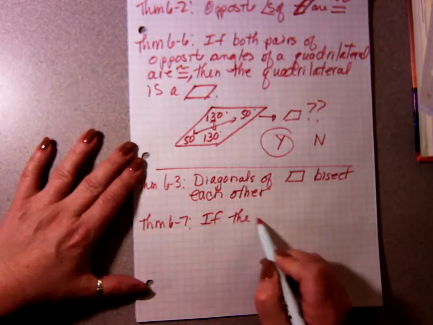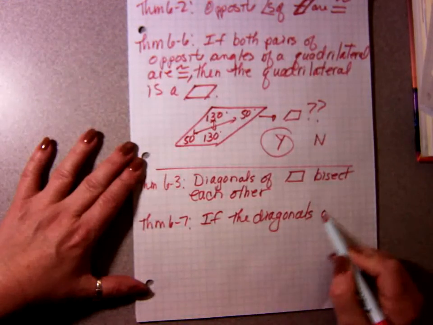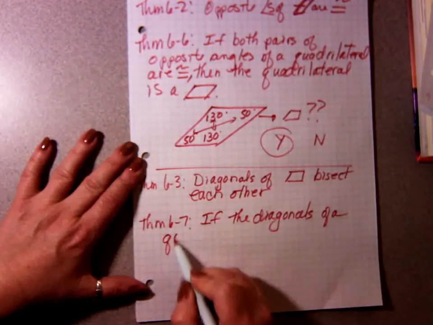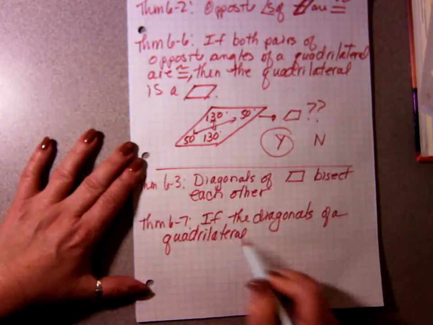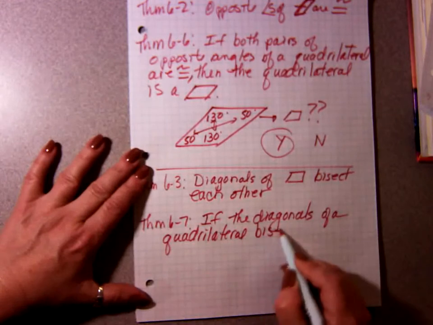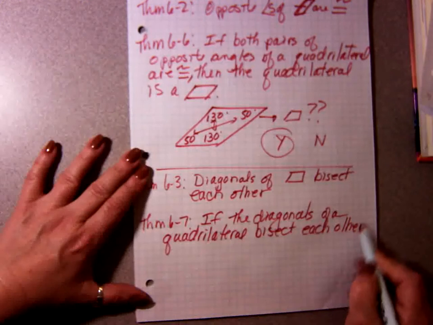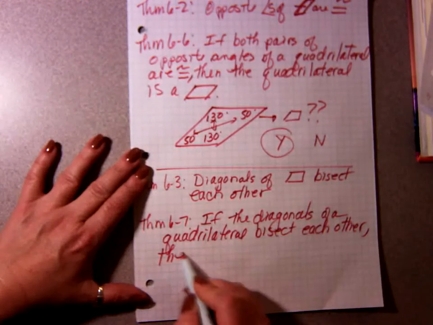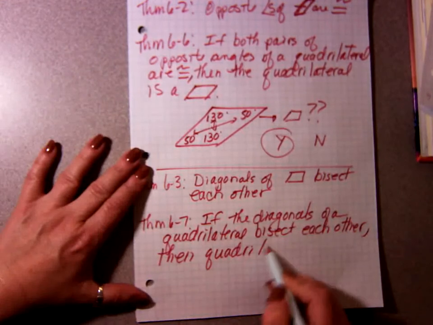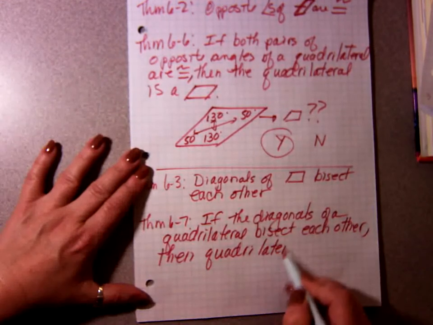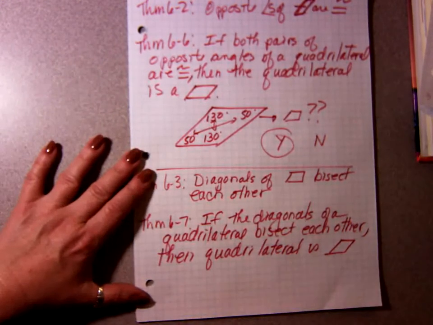If the diagonals of a quadrilateral bisect each other, then the quadrilateral is a parallelogram.